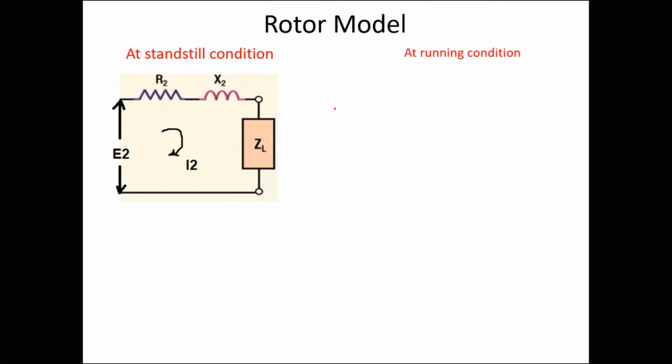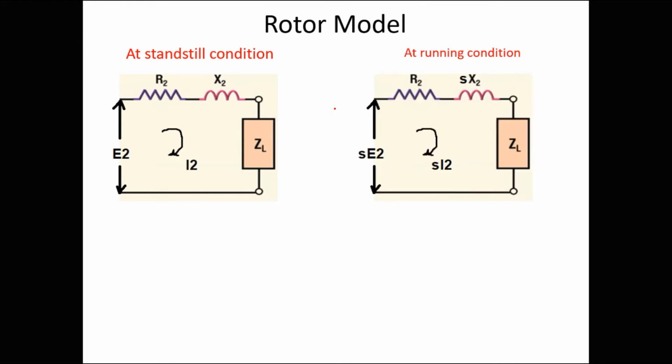Now we come to the running condition of the 3-phase induction motor. We know that in running condition all the rotor parameters have a dependency on the slip value. So the induced EMF is SE2, the flow of current is SI2, the resistance is the same for both standstill and running condition, and X2 will become SX2. This is the equivalent model of the rotor at running condition. This model has its own frequency, which we call the rotor frequency, and we know the formula of rotor frequency is S times the supply frequency.